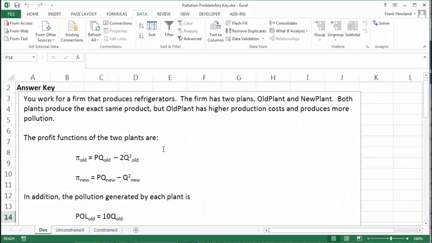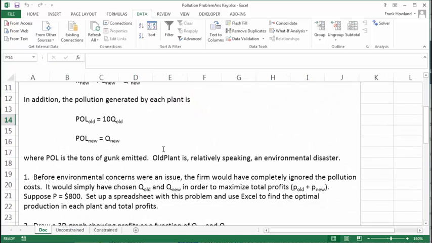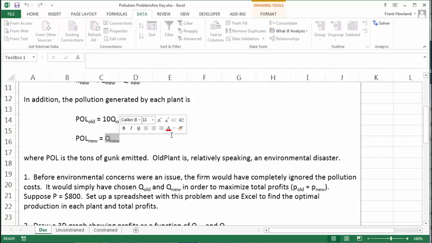First we go back to documentation, and the pollution. Oh wow, the old plant is awful. The pollution in the old plant is equal to 10 times the quantity. Pollution in the new plant is equal to, these are tons of gunk. Gunk is, I don't know, some toxic thing. Let's say tons of mercury, which would be horrible. Pollution in the new plant is just equal to the quantity produced in the new plant. So if we're at 200 and 400, that's 2,000 tons of gunk here, 10 times 200, and 400 tons of gunk here.